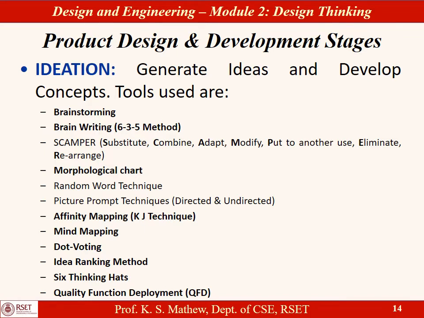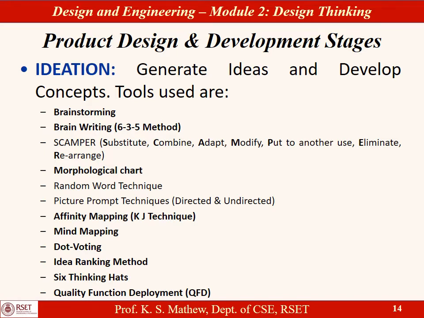Brainstorming, brain writing or 635 method, SCAMPER: substitute, combine, adapt, modify, put to another use, eliminate, rearrange. Morphological chart, random word technique, picture prompt technique, directed and undirected, affinity mapping or KJ technique, mind mapping, dot voting, idea ranking method, six thinking hats, and quality function deployment.